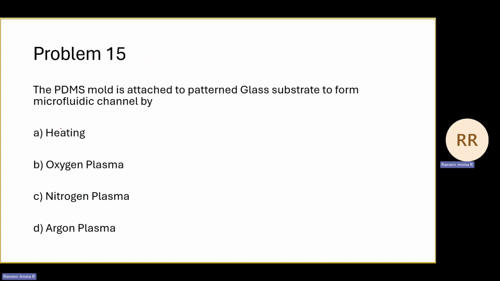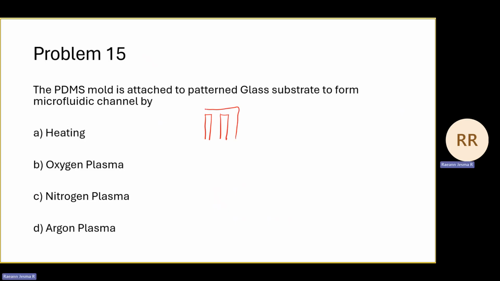Okay. Next, let us look at problem 15. The PDMS mold is attached to patterned glass substrate to form microfluidic channel by option A, heating, B, oxygen plasma, C, nitrogen plasma, D, argon plasma. So if you are having a micro channel using PDMS mold, then we'll have something like this.